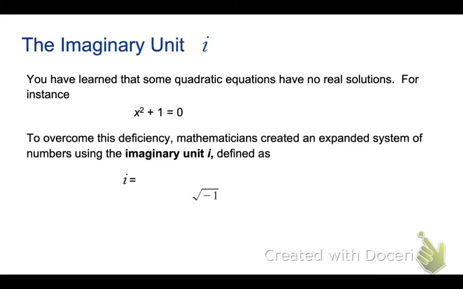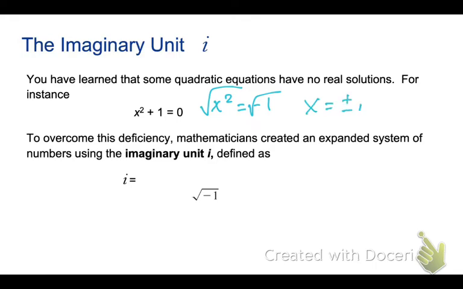So you've learned before that you can't factor x squared plus 1. There's no solution, right? We've said there's no solution, but it's not no solution, there's no real solution. Because there is a solution, because if I took x squared equals negative 1, I'd take the square root of both sides, right? And so I'd have x equals plus or minus the square root of negative 1.